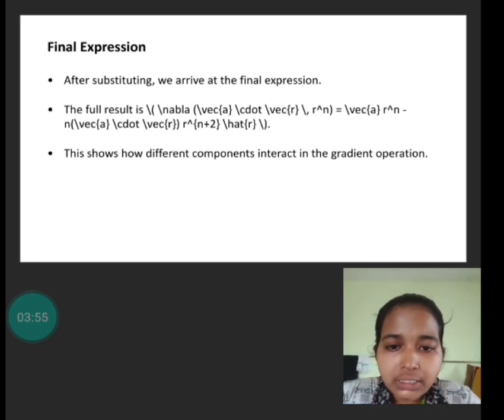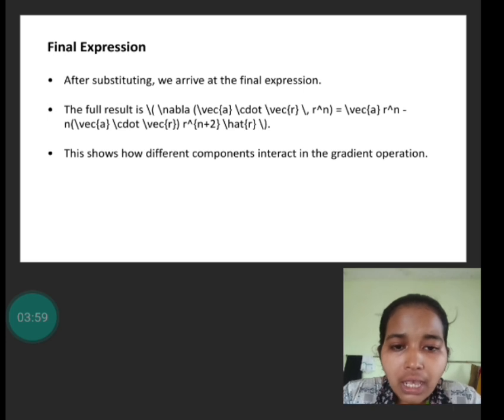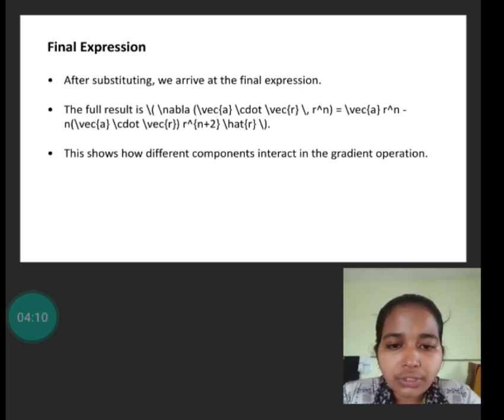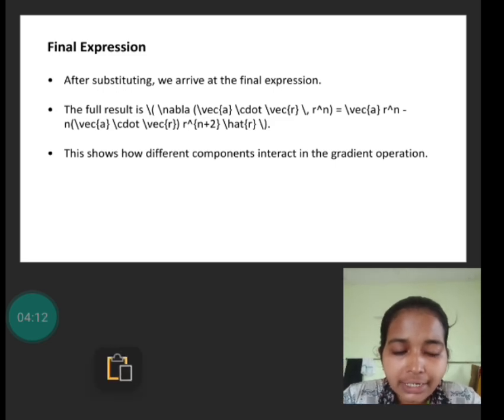The full result is nabla of (vector A dot vector r) r^n equals vector A r^n plus n r^n (vector A dot vector r) r hat. This shows how different components interact in the gradient operations.